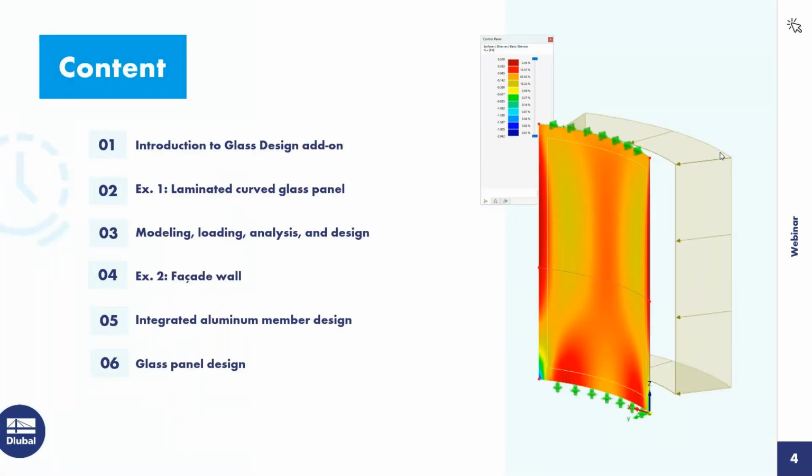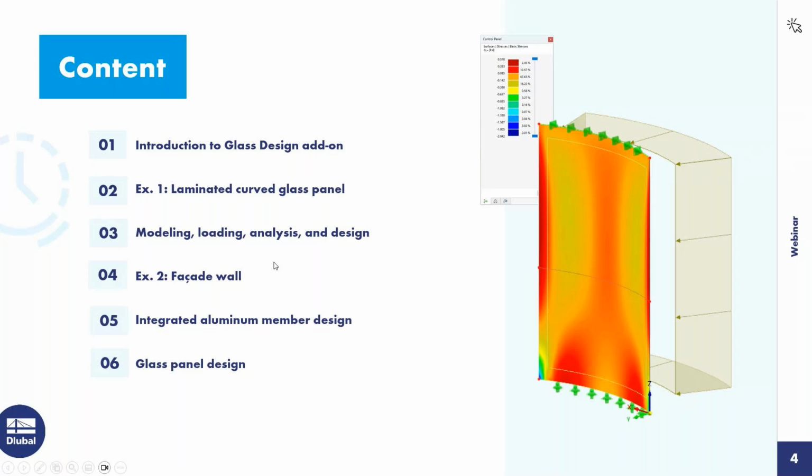So regarding the content over the next hour today, I do want to begin with a brief introduction to the glass design add-on available within our program RFEM 6. We'll then move on to our first example that you can see over here on the right-hand side, which is a simple laminated curved glass panel. We'll talk about the modeling and the loading. We'll run a quick analysis and we'll carry out the design according to the ASTM standard.